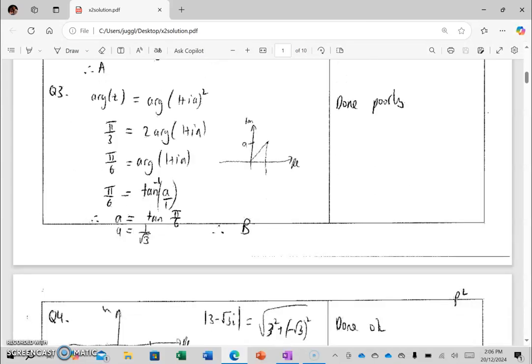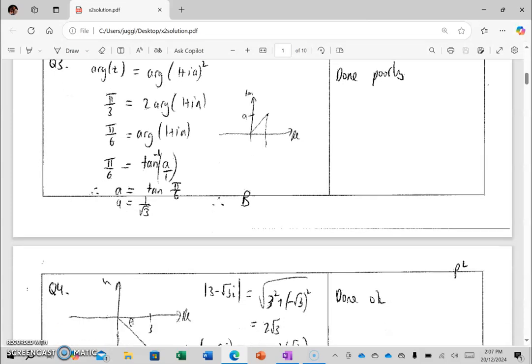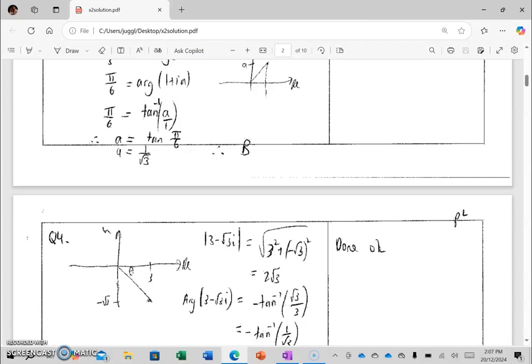Question three. The easiest way was to take the argument of both sides, because we know that arg z is pi on 3. Then sub that in, and use the fact that the argument of a complex number squared is twice the argument of the complex number. So we get this expression here, and then we can do inverse tan of a. That would be what the argument of 1 plus i a is. If you look at a, you're told that a is positive and real. So therefore we get that a is 1 on root 3. The answer was B. That was done okay.